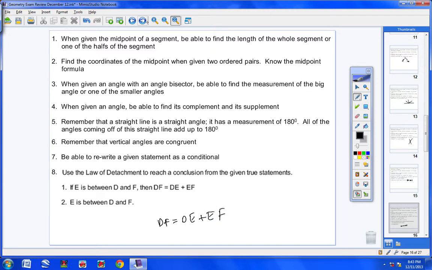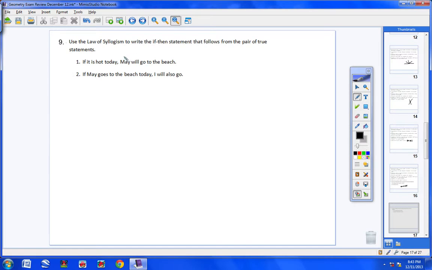All right. Number 9, use the law of syllogism to write an if-then statement. If it's hot, May will go to the beach. If May goes to the beach, I will also go to the beach. So I'm going to write an if-then statement. Now think about, if it's hot, what do I know for sure? May will go to the beach. If May goes to the beach, what do I know for sure? I will go. So if it's hot, May's going to go, and if May goes, I'm going to go. So I can say, if it's hot, then I'll go to the beach.